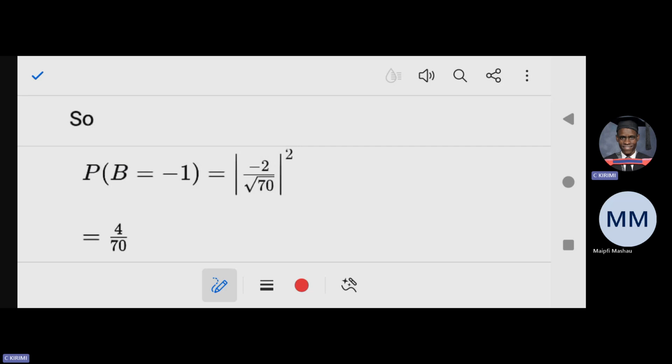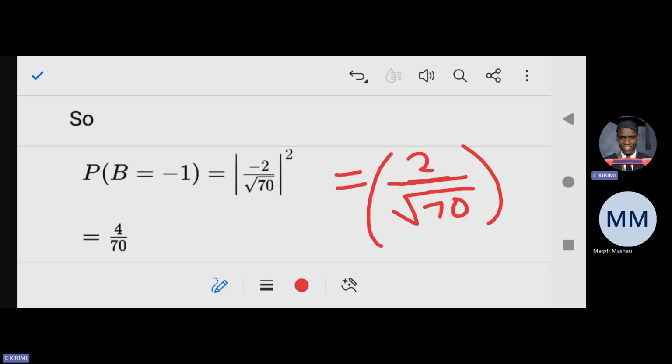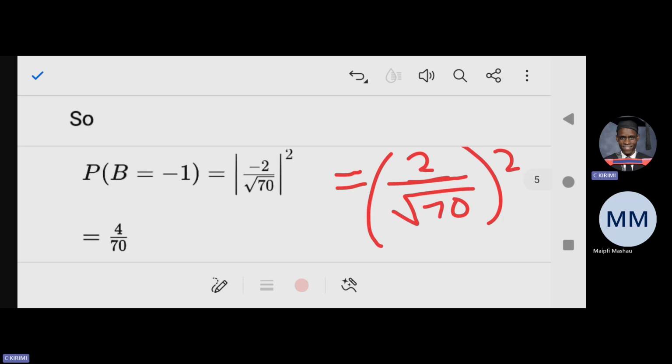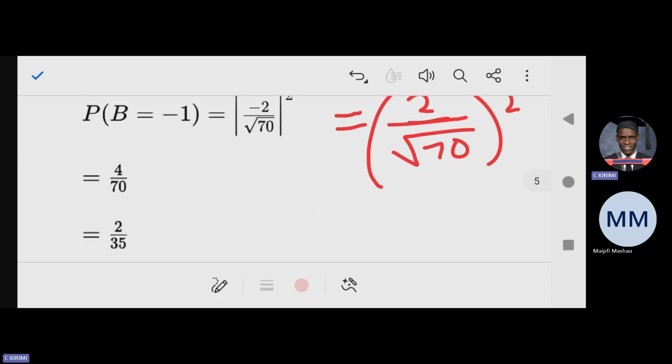So absolute of negative 2. What is inside the bracket, in other words, just minus 2, if the number is negative, becomes positive 2 over root of 70, because probability can never be negative, always a positive number. Then you square. So 4 over root of 70, you square it, it gives you a positive 70. Right. So this is the probability where b is negative 1.